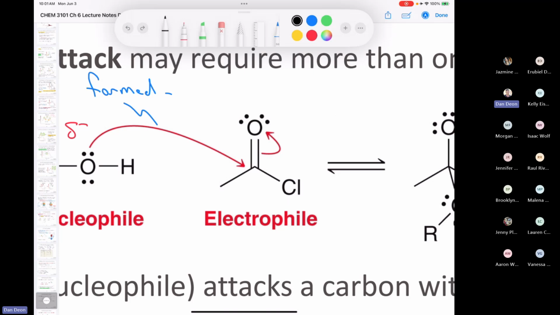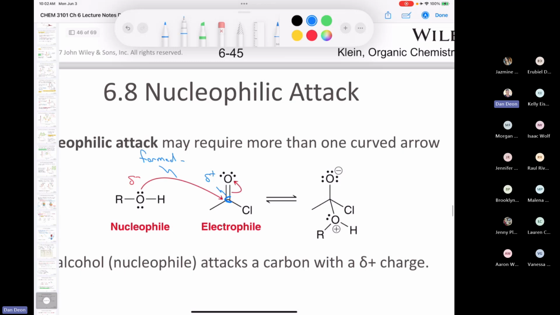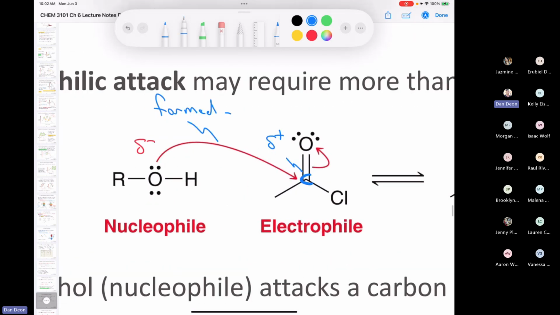Let's think about that. Where are the dipoles? There's a dipole going towards this oxygen, and there's a dipole going towards this chlorine. This carbon that I have highlighted in blue is by far the most delta positive thing in that whole entire molecule, right? Everybody's pulling electron density away from it practically. And so that means that carbon is a very big delta plus. So I'll just put delta plus like that. So nucleophile attacks electrophile.